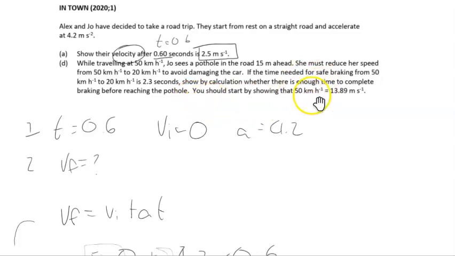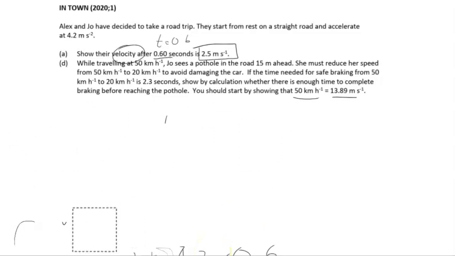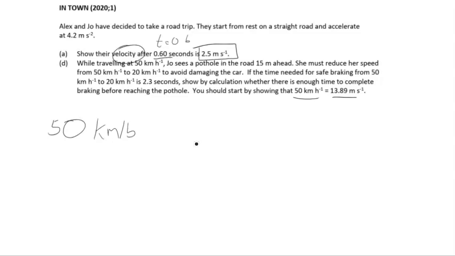We should start by showing that 50 kilometers an hour is equal to 13.89 meters per second. So they've conveniently led us in the right direction there in terms of changing the unit. Like I say, we need to use the SI units anytime we're doing an equation. The way that I would convert 50 kilometers an hour to meters per second is by first of all converting it to meters per hour. So how many meters are in a kilometer? There's 1,000. So I could change this into 50,000 meters per hour.